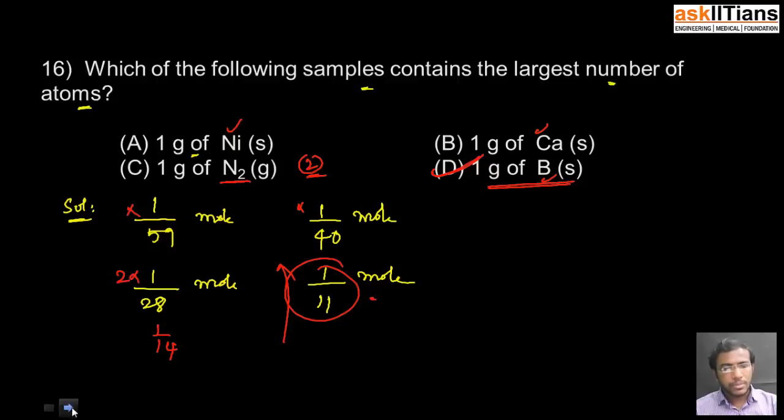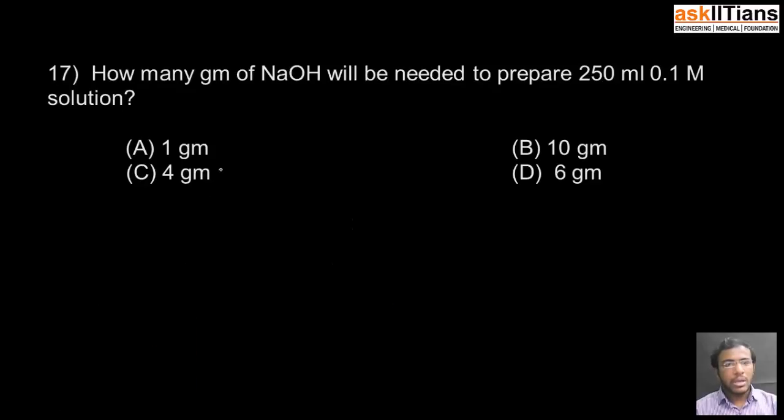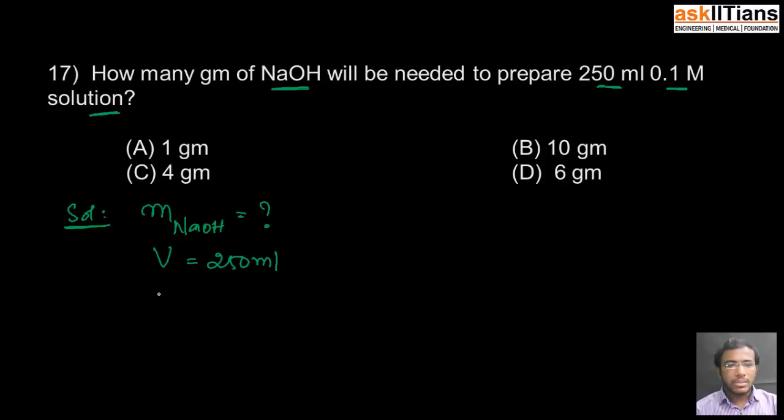Let's see question number 17. How many grams of NaOH will be needed to prepare 250 ml of 0.1 molar solution? Let's write the data given. We have to calculate the mass of NaOH required. What is given in the question is the volume of the solution, 250 ml, and its molarity, equal to 0.1 molar.